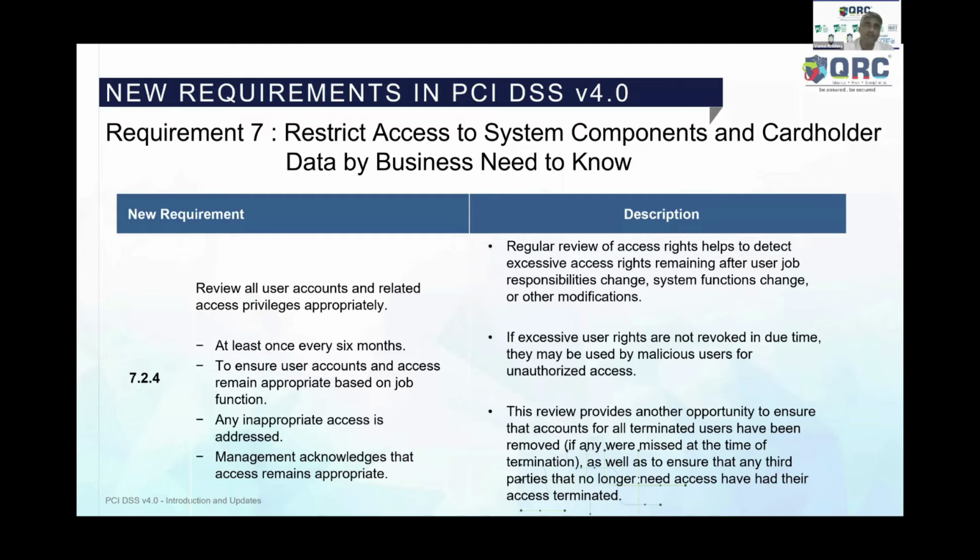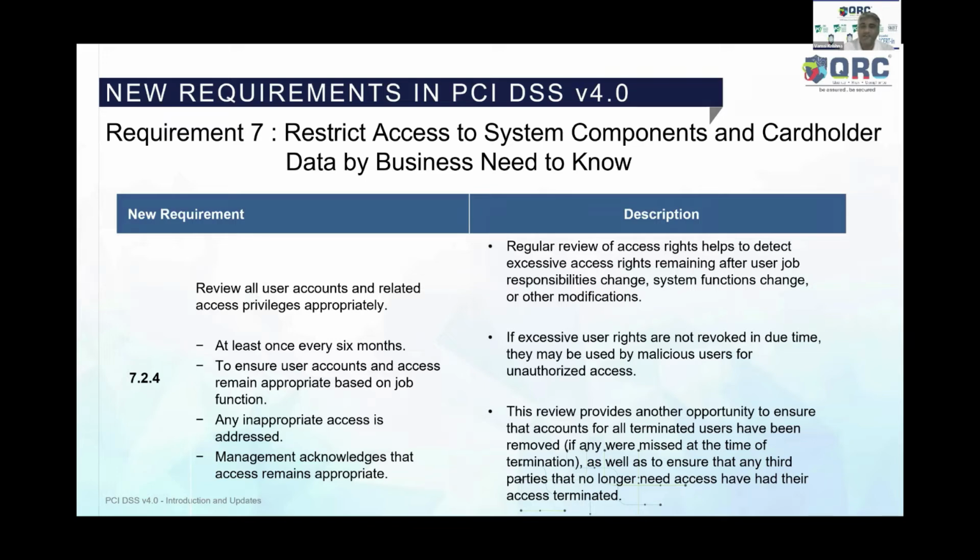Earlier, it's not very clear, but normally the access control rules needed to be reviewed quarterly. But now they're mentioning at least once every 6 months you have to do that. And obviously the role-based access controls need to be implemented properly. Any inappropriate access is addressed, and management acknowledges the access remains appropriate. So it means that the review process has to be conducted here.